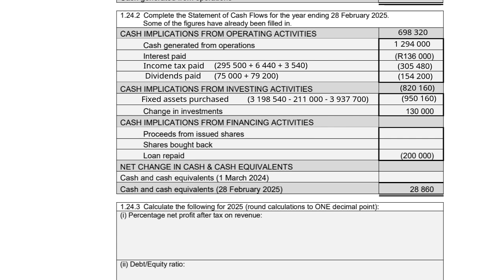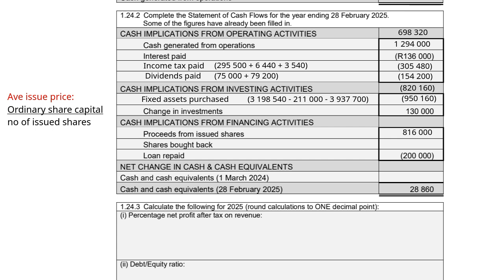Cash implications from financing activities. We start with our proceeds from issued shares, and it was given as 816,000 Rand. Then we go to our shares bought back. On 1 September 2024, 80,000 shares were bought back from an unsatisfied shareholder at 80 cents higher than the average issue price at that stage. So firstly, we need to calculate the average issue price.